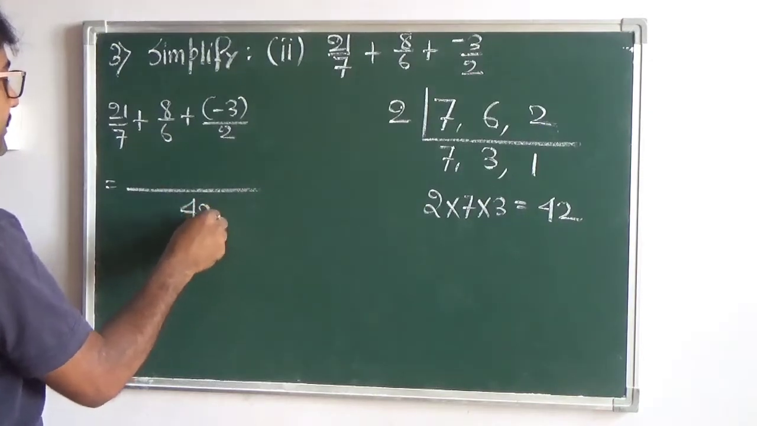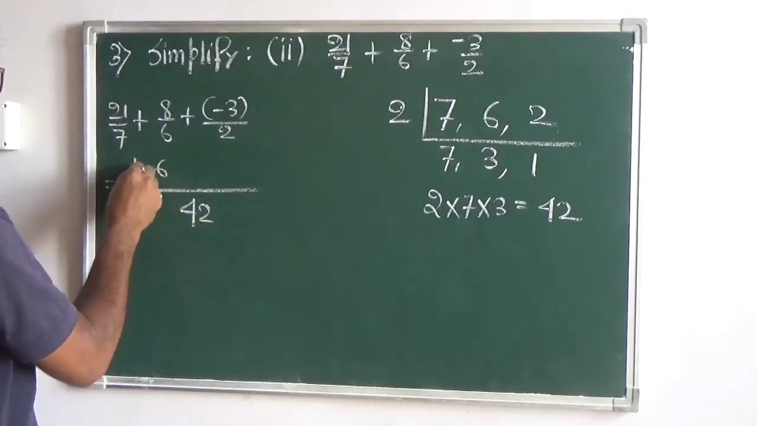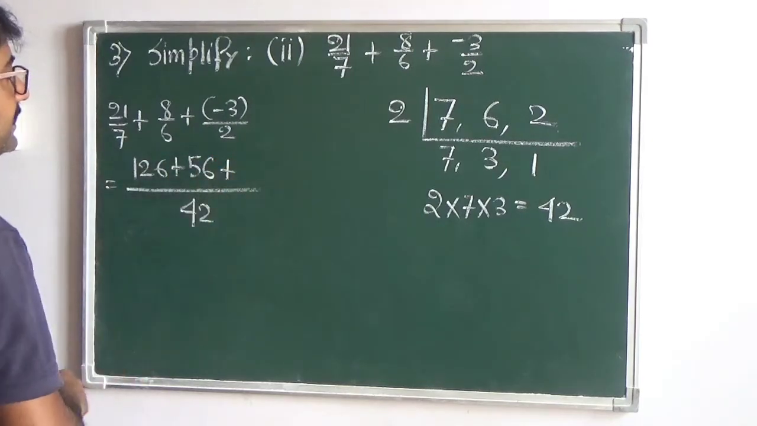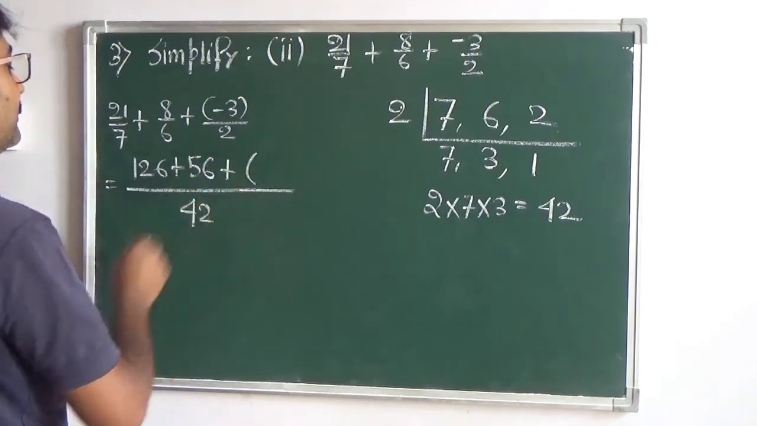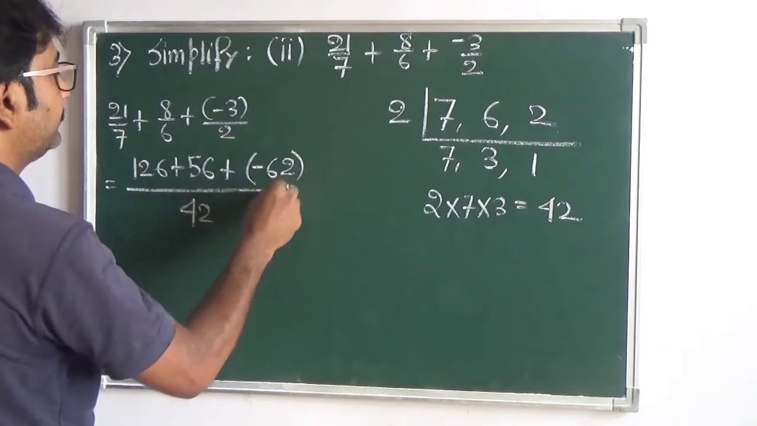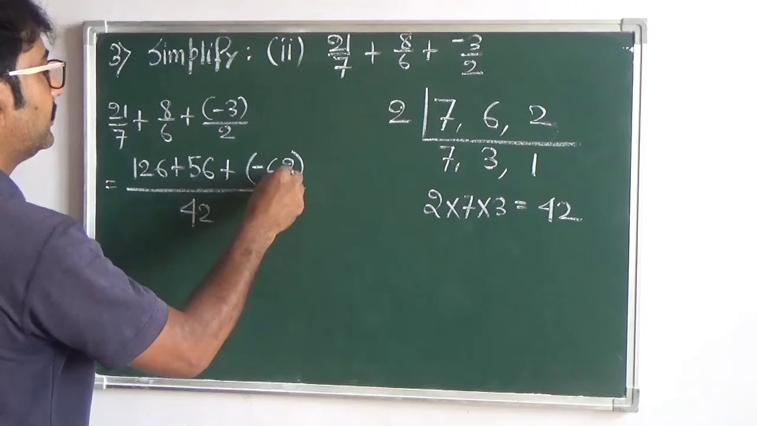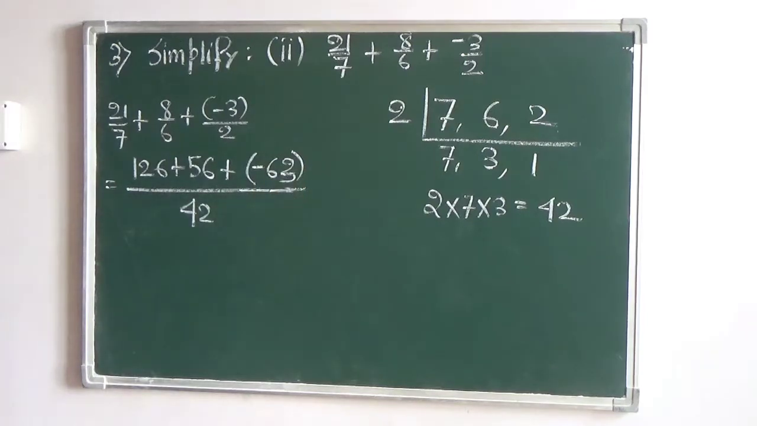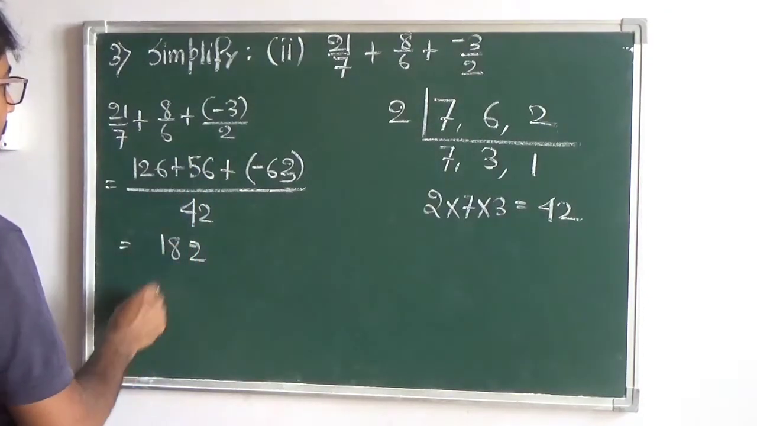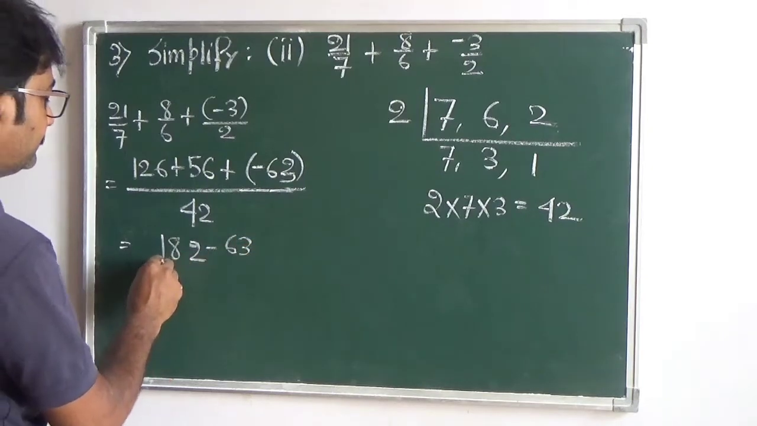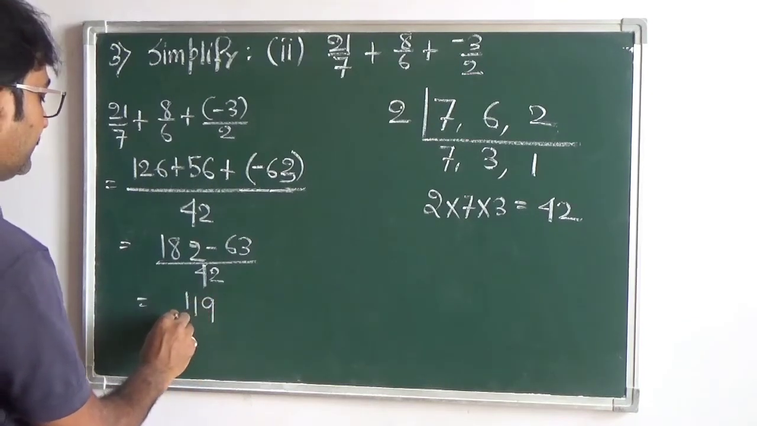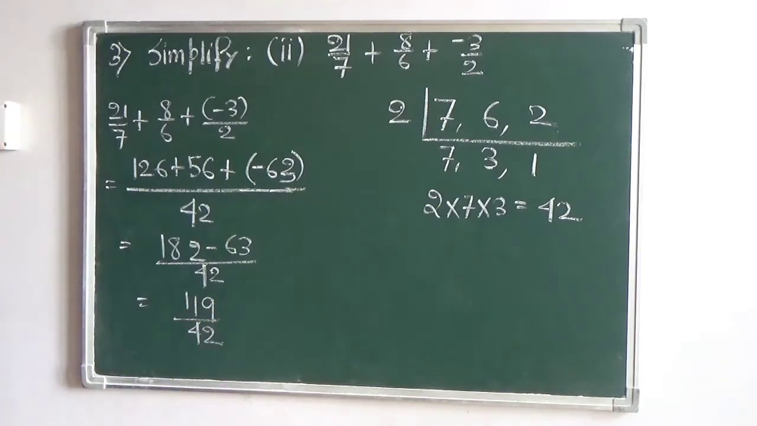So the LCM is 42. 6 into 21, 126, plus 7 times 8, it is 56, plus it is 21, 21 is minus 63. Now we'll add the positive numbers together. This is 182 minus 63 by 42. So 119 by 42. So can it be reduced further?